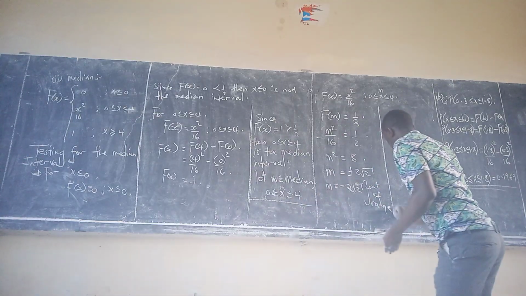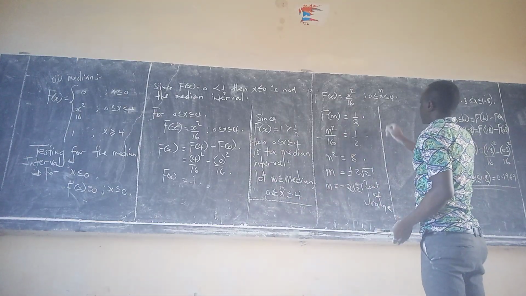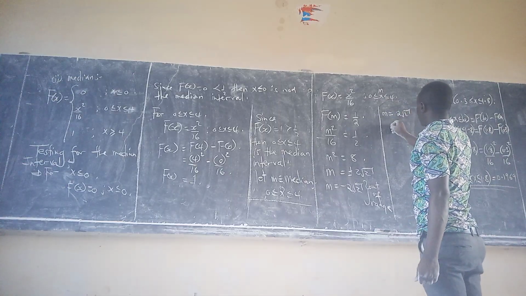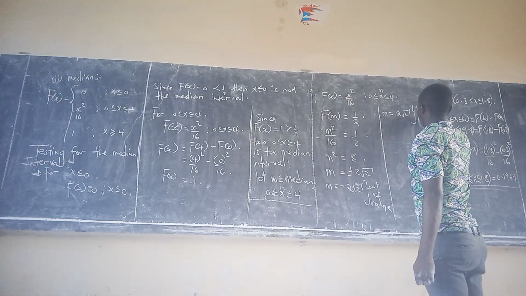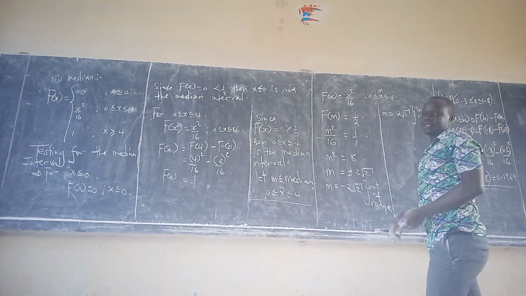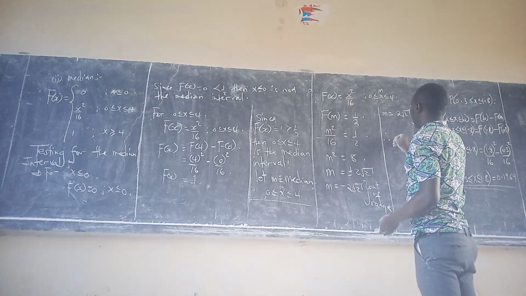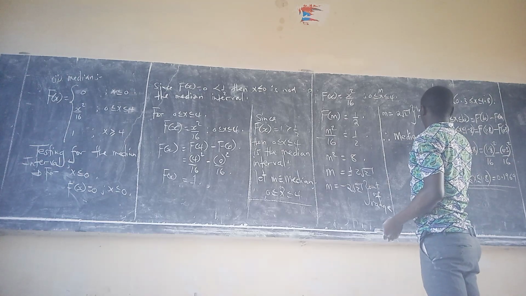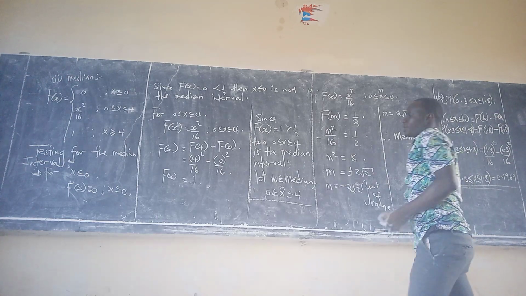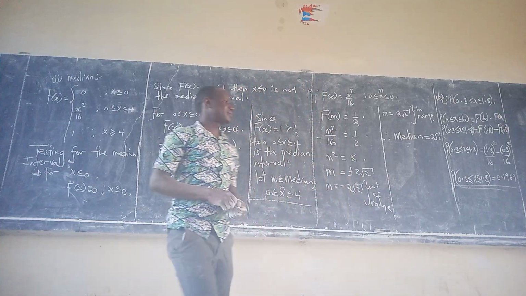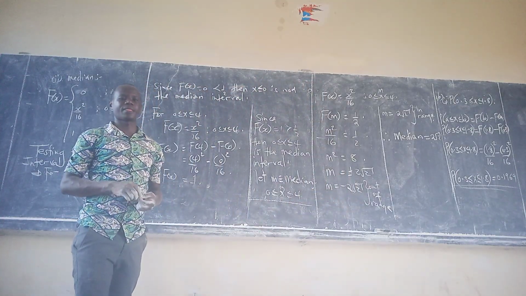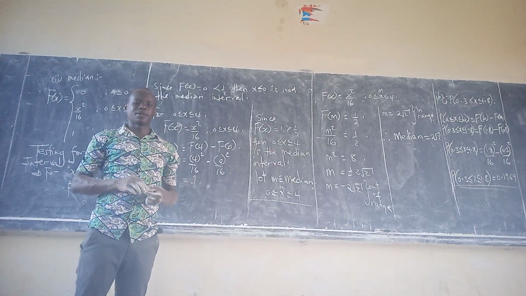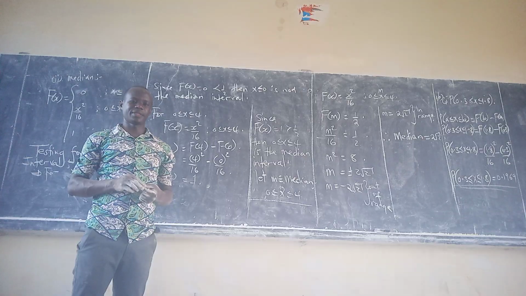Then we also test the second one. The second value of m is 2 root 2. This is in range, and because it is in range, you conclude that the median is equal to 2 root 2, and that is how we get the median of a simple PDF of a continuous random variable, like the one that I have dealt with.